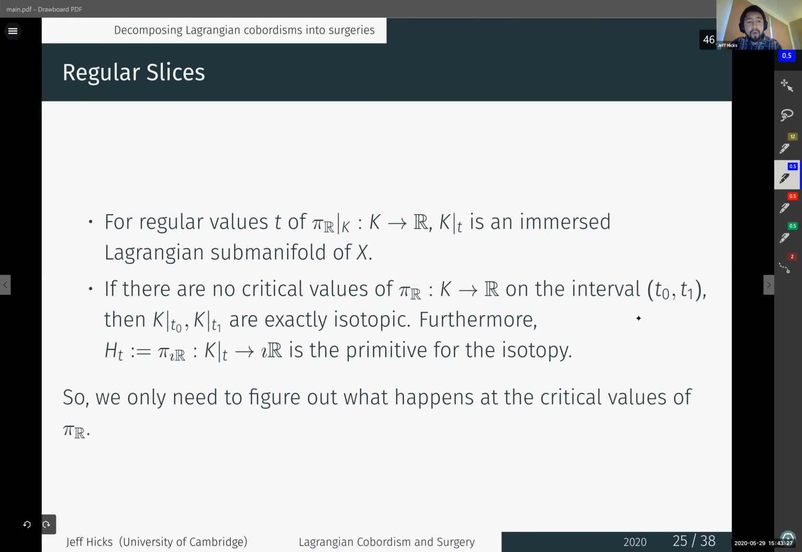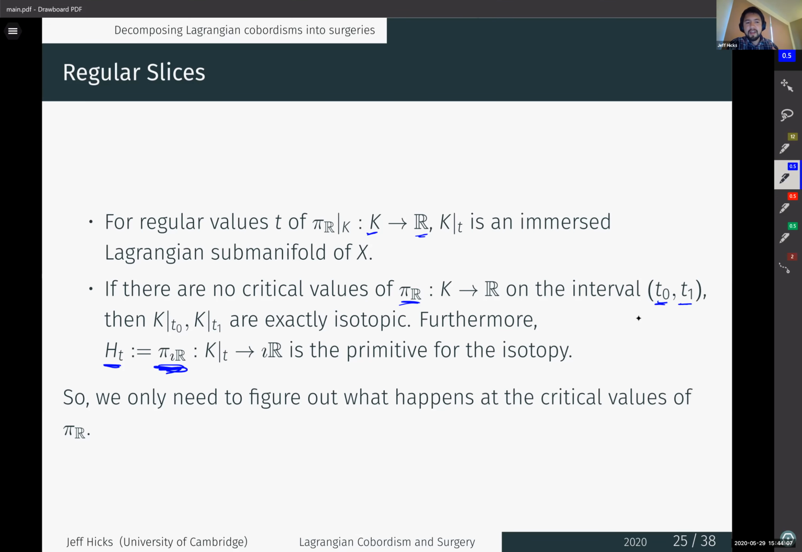So for regular values of the projection from the cobordism to R, the slice is an immersed Lagrangian submanifold of X. Additionally, if we go between two values of the T parameter which contain no critical values of the projection to the T parameter, then the slices are exactly isotopic. Furthermore, projection to the imaginary coordinate, which I'll call H_T from now on, is a primitive for this isotopy.